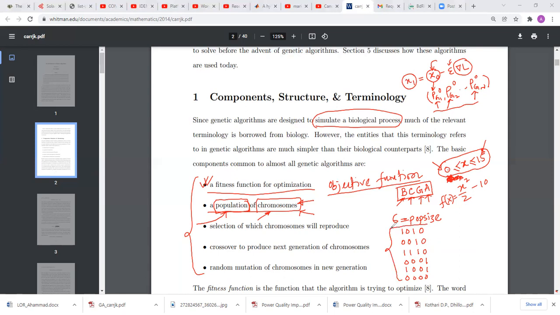So now this is my population, size 6. So 6 different chromosomes. This is one chromosome, this is the second chromosome, and so on. Clear? What is chromosome and what is population? The whole thing is population. Individual solution is chromosome.